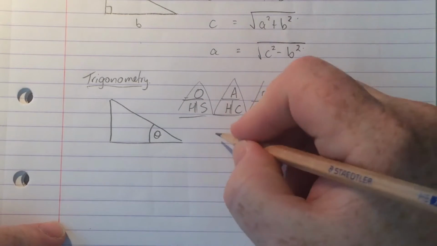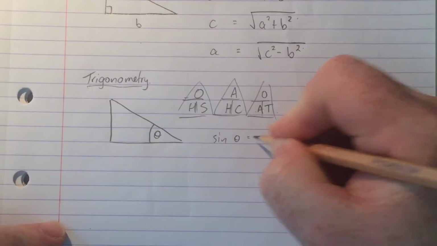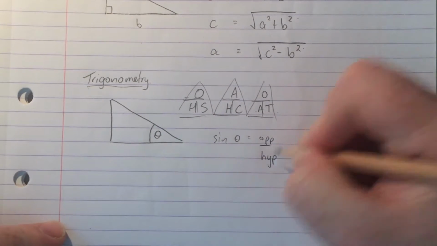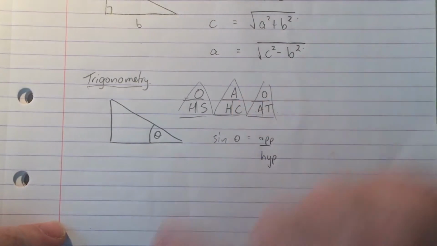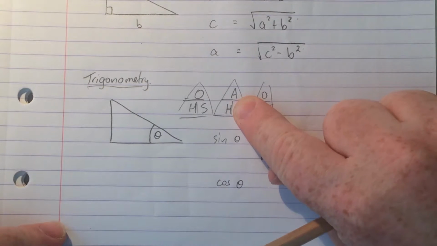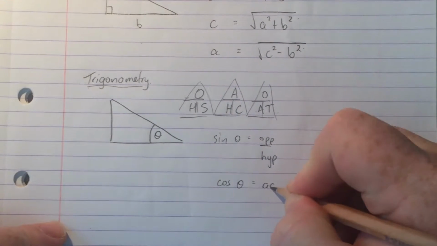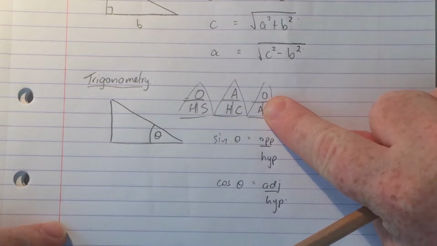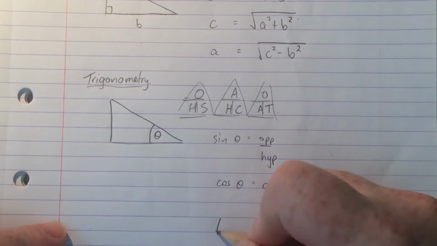Sine theta is equal to opposite over hypotenuse. Cos theta is equal to adjacent over hypotenuse. And tan theta is equal to opposite over adjacent.